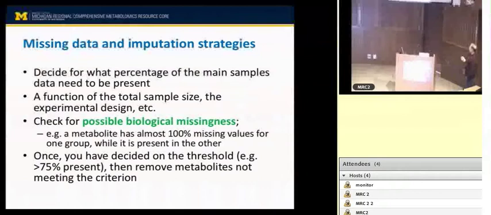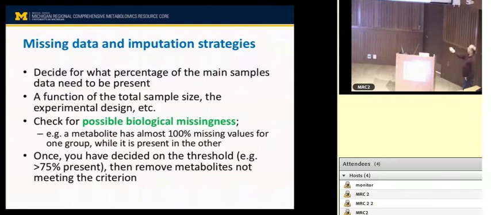The other thing that you always need, of course, to be careful about is check for possible biological missingness. Essentially, in some cases, if you have the healthy group and the diabetic group, one metabolite or one feature may be missing from all the samples in one group. So in that case, this is very informative because essentially that metabolite is not present in one of the two groups that you are interested in analyzing. And therefore, in that case, this is a very significant metabolite because it has a lot of discriminatory power. Whereas on the other hand, if the missing values are randomly distributed over your groups, then the previous issues that I mentioned come about.